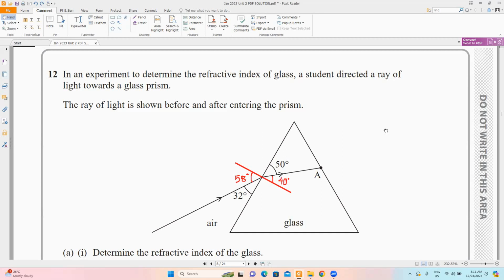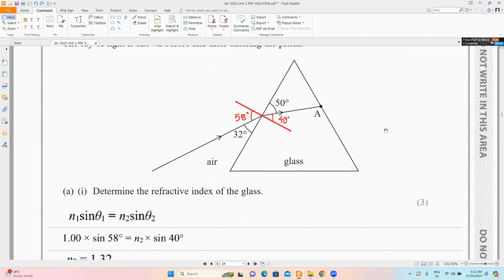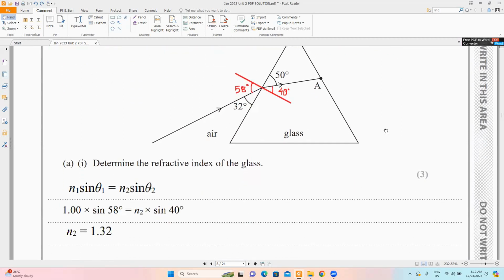And once you have these two angles, use n1 sine theta 1 equals n2 sine theta 2. So n1 is of air and the refractive index of air is 1, and the angle in air is 58 degrees. And n2, this is what you have to find out, times sine theta 2. Sine theta 2 is the angle in glass. So if you make n2 the subject of the equation, the value is 1.32.